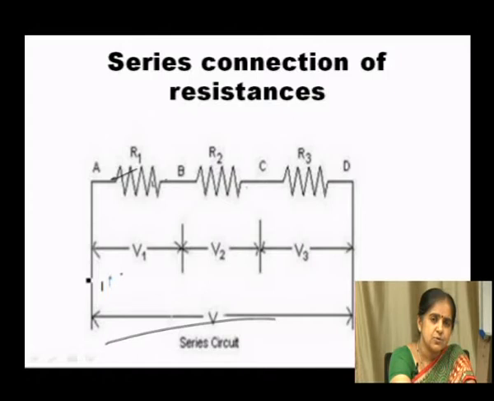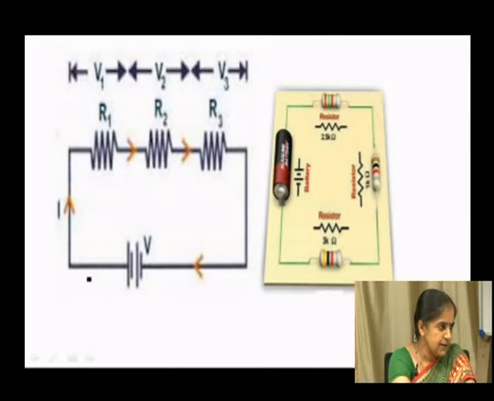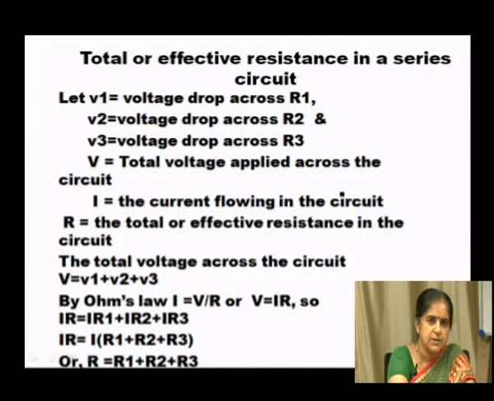With this information, let us look into another picture which also shows the series connection of resistances. This picture shows the actual resistors, the practical circuit, wherein this is a battery, the source of supply, and it is connected in series with three different resistances: 2.5 kilo ohms, another one with a magnitude of 1 kilo ohm, and this is a 3 kilo ohm resistor. All are connected in series. Now let us look into the effective resistance in such a case, that is, what would be the total resistance in the circuit when the resistances are connected in series. The total effective resistance in a series circuit is given by this equation: let V1 be the voltage drop across R1.